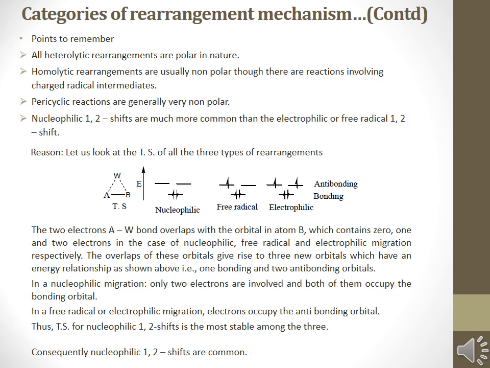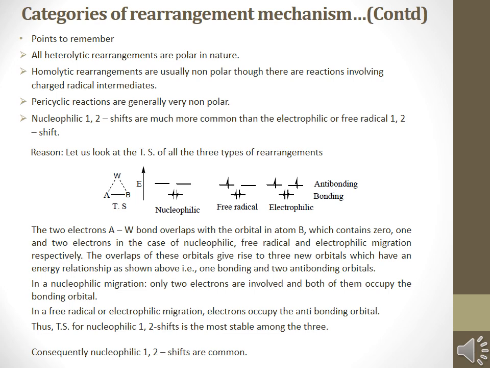Now we can see that in a nucleophilic migration only two electrons are involved, and both these electrons will occupy the bonding orbital. But in case of free radical or electrophilic migration, electrons occupy the antibonding orbitals. In case of free radical, there is one electron occupying the antibonding orbital, whereas in case of electrophilic 1,2 shifts, there are two electrons in the antibonding orbitals.